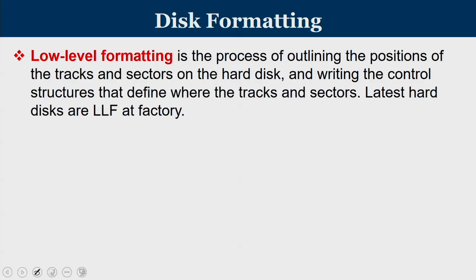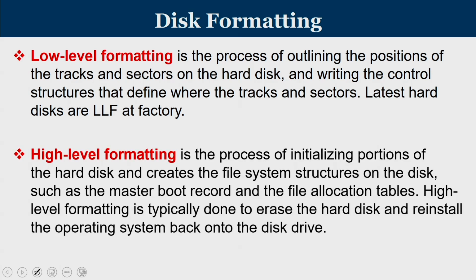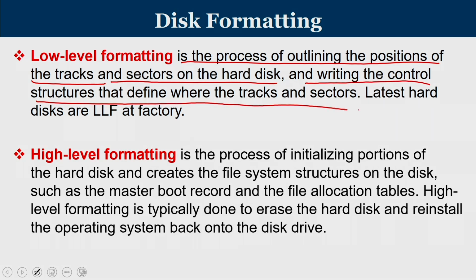Now, coming to formatting concepts in the disk, there are two types of formatting as far as disk is concerned. The first one is called low level formatting. It is a process of outlining the positions of the tracks and sectors on the hard disk and writing the control structures that define where tracks and sectors start and end, and these are typically done at the factory level. So, the process of creating these tracks and sectors is done only once, generally at the factory.